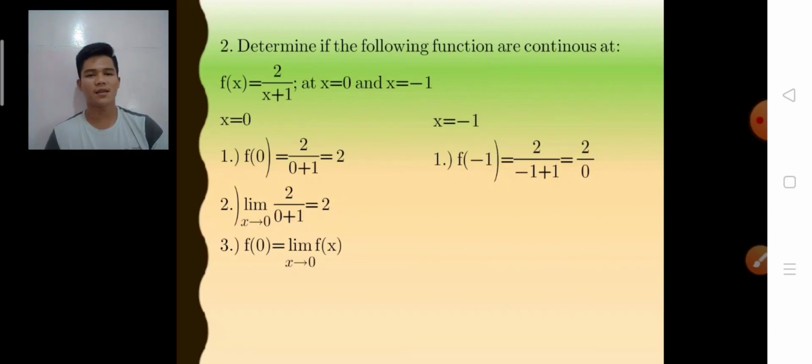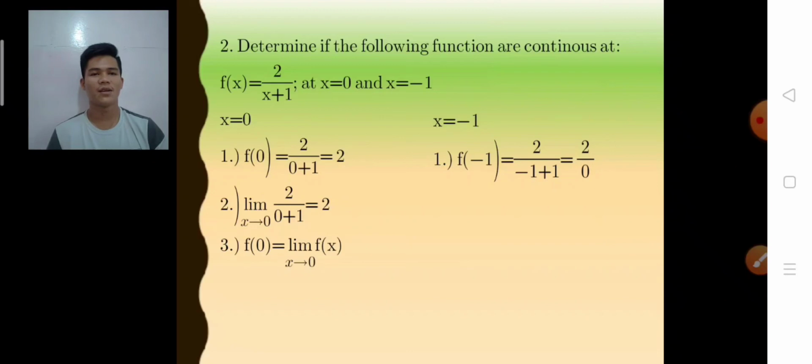Let's proceed to condition number 2. The limit as x approaches 0 of 2 over x plus 1: we plug in the value of x, which is 0, so 2 over 0 plus 1, 2 over 1, is equal to 2. In this function, condition number 1 and condition number 2 are satisfied. Condition number 3 holds since f of 0 equals the limit as x approaches 0 of f of x. So the function is continuous at x equals 0.